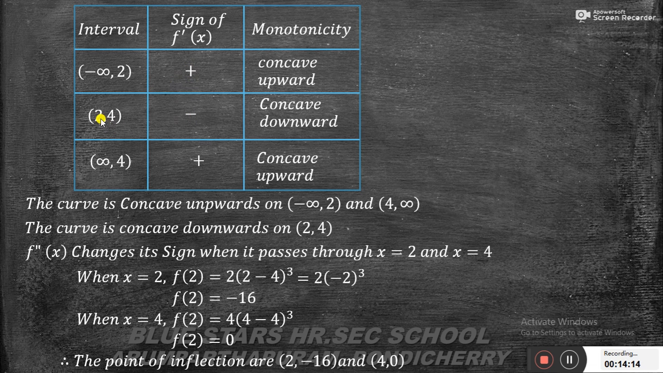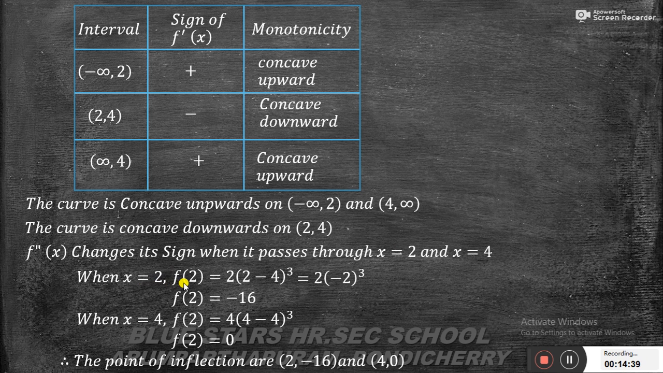So at the point x equal to 2, f double dash of x changes its sign when it passes through x equal to 2. And next, here you see this is (4, infinity), minus 2 plus, so at x equal to 4. So next, when x equal to 2, now I substitute the x values, x equal to 2.